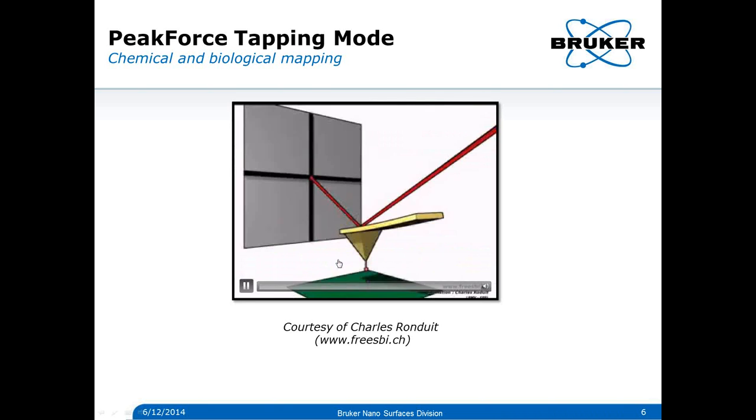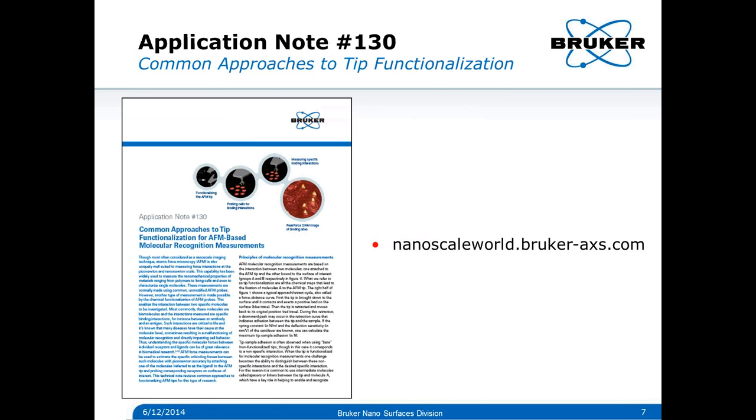For common approaches to tip functionalization, you can browse Bruker's application note number 130, which you can find on our Nanoscale World forum. There you will be able to find many other application notes on different topics and different AFM modes and techniques, recordings of the previous webinars, and you can also post your own AFM-related questions to us and to the AFM community.